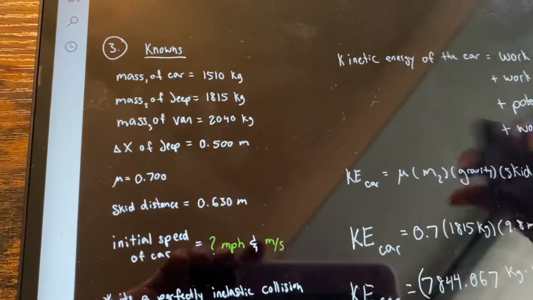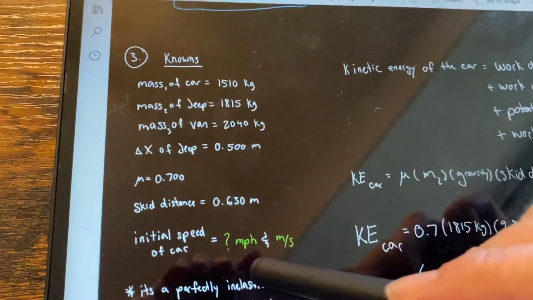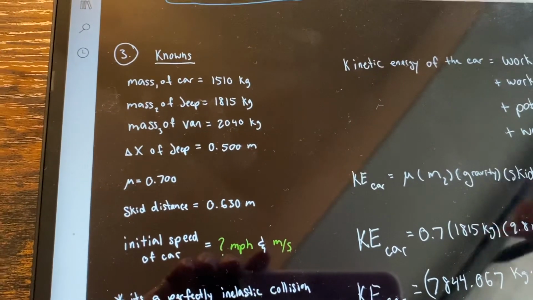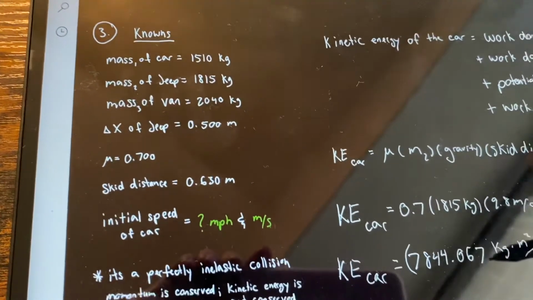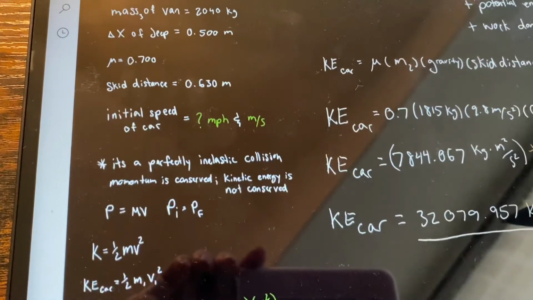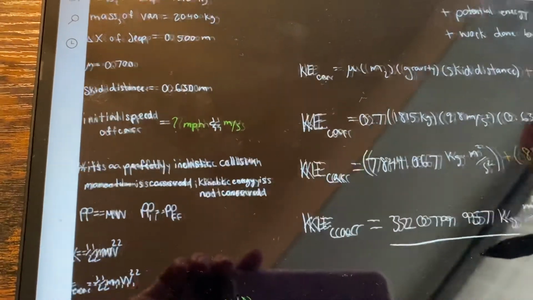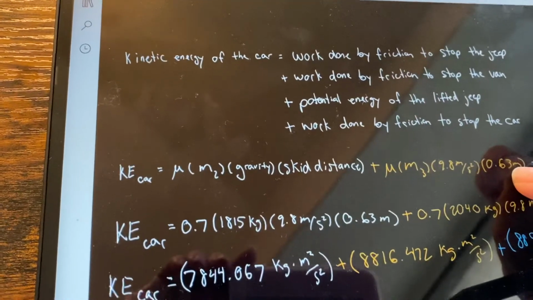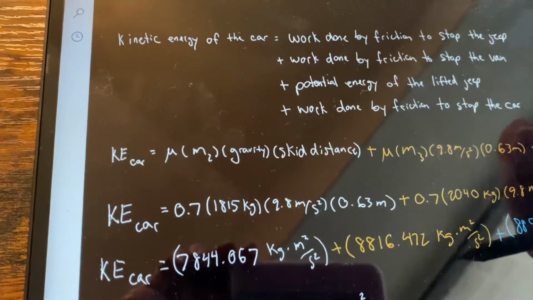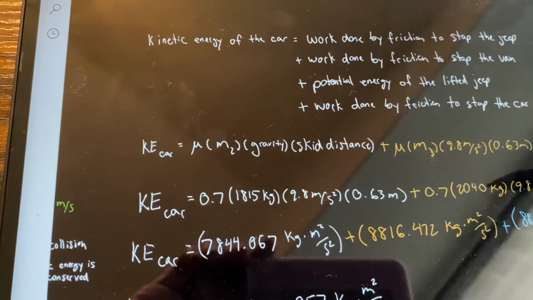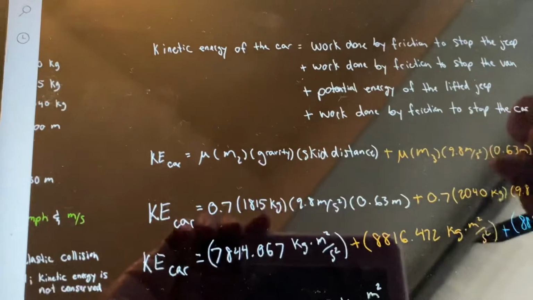And then for number 3, sorry, I wrote bigger as I got going. So number 3, we have all of our knowns. We're trying to solve for the initial speed of the car, both in miles per hour and meters per second. It's a perfectly inelastic collision. Momentum is conserved, kinetic energy is not conserved. So we're going to solve for the kinetic energy of the car, and then take that and plug it into our kinetic energy equation to find the velocity.